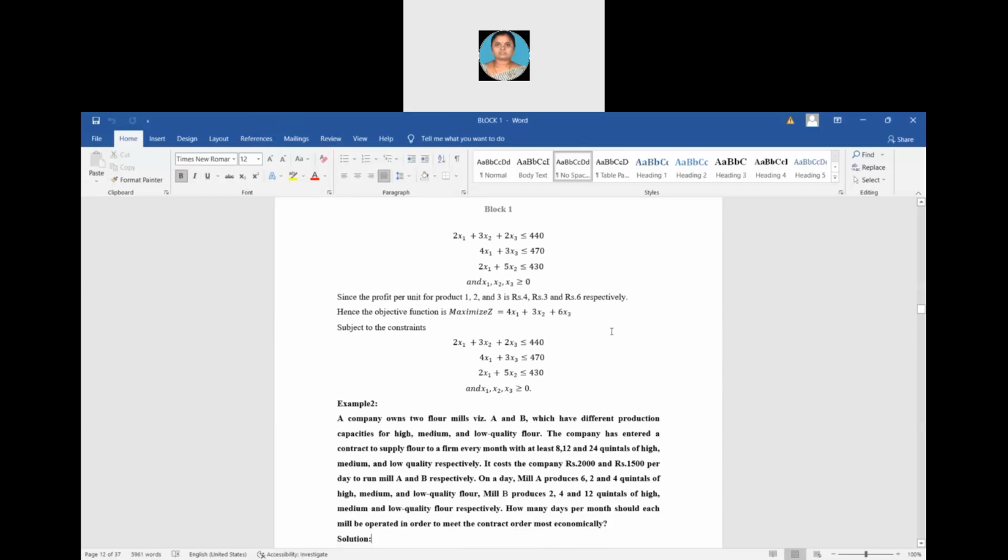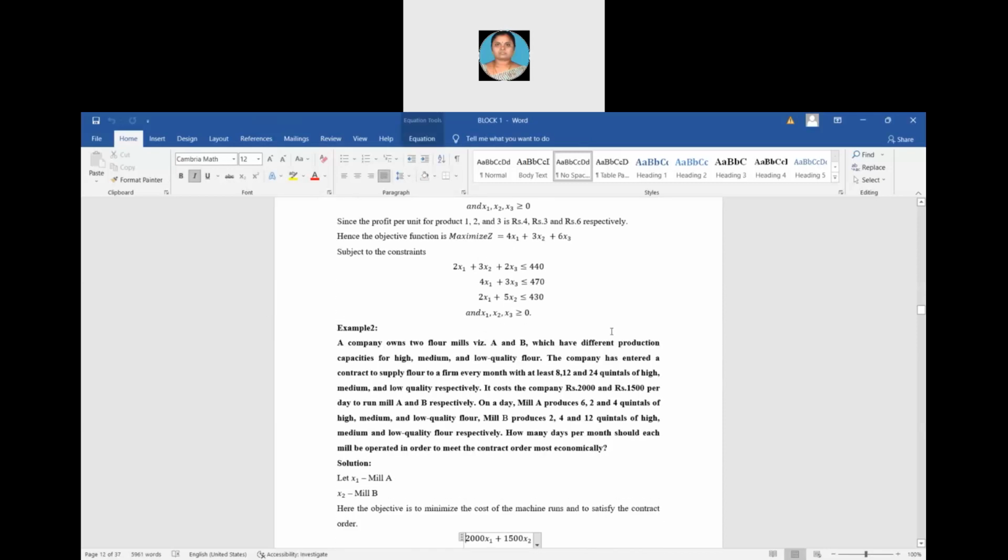Example 2. What they are giving in example 2 is: a company owns 2 floor mills. So how many floor mills do we have here? A and B. So two decision variables are needed. The main thing here is 2 mills, so 2 floor mills we have.